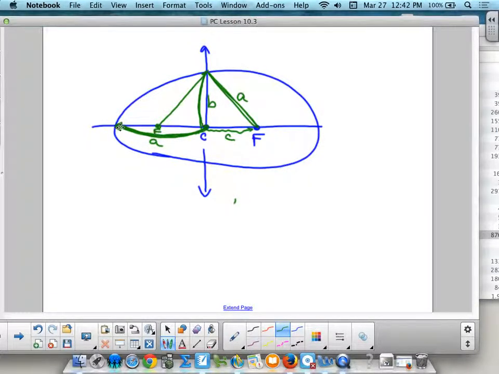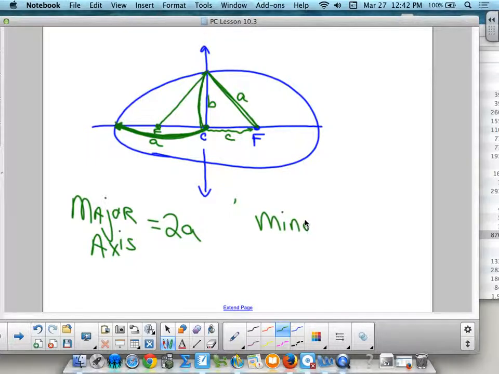Okay? Now, the major axis. Tell me the major axis. If this is A, how long is the major axis? 2A. Minor axis. If this is B, the minor axis is 2B. Okay?